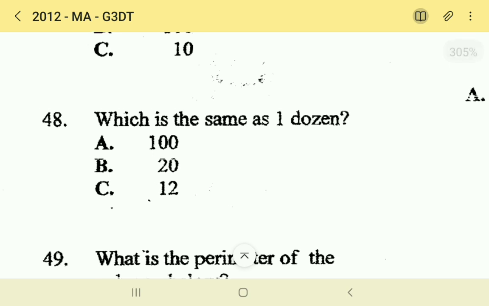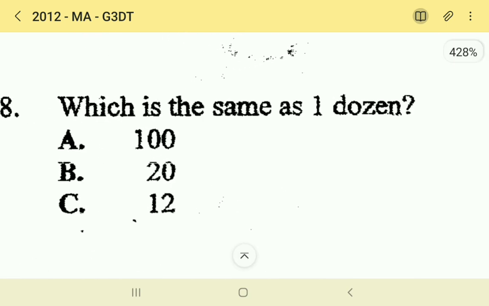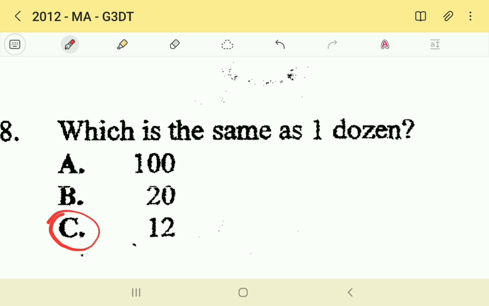48 is for the girls. Which is the same as 1 dozen? I just told you about dozens up top. Is it 100? Is it 20? Or is it 12? 12. Correct, girls. It's 12. Awesome.